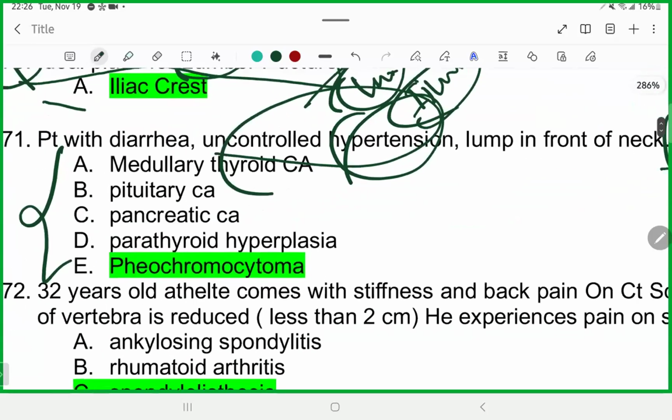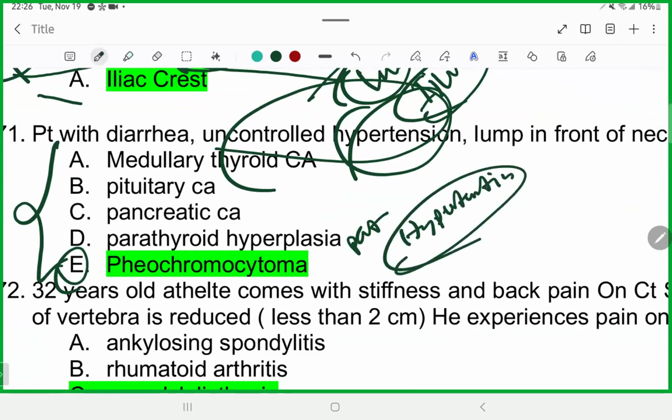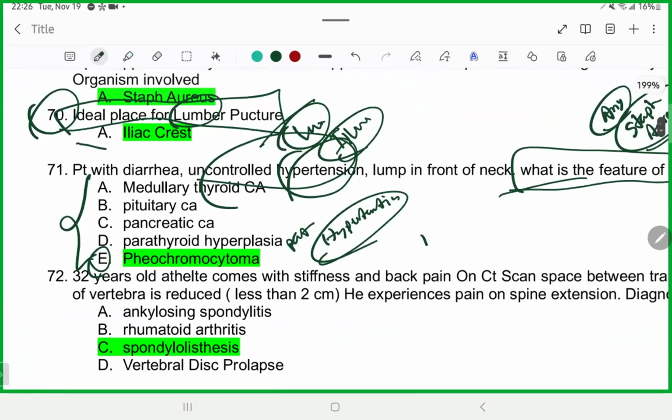Just remember from pathology, just a few days back, I told you in our pathology 3 class, pheochromocytoma. Okay, pheochromocytoma is the cause of hypertension. Just see MEN 2A features.